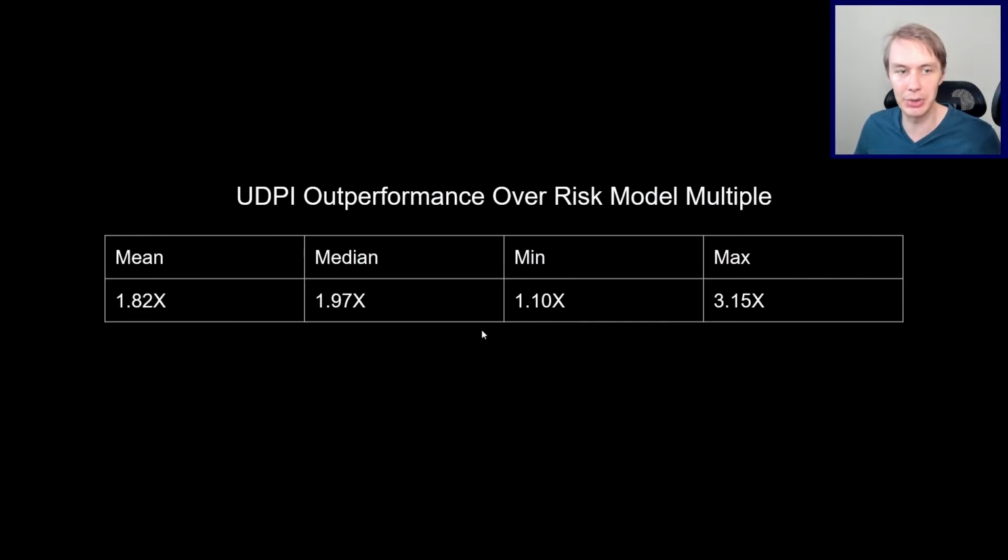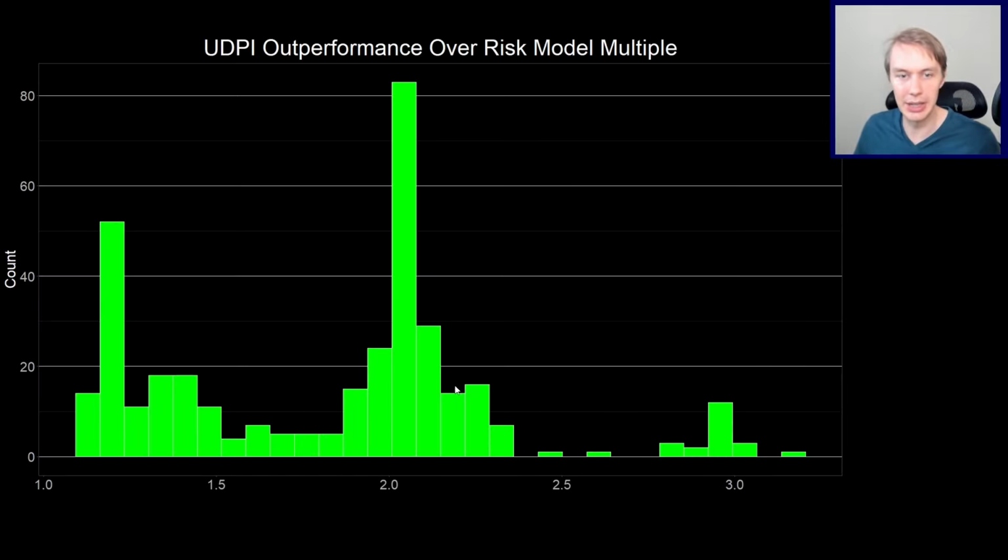And then if we just compare them directly against each other, we can see what you might expect given what we were talking about. The UDPI outperformance over the risk model, on average, is 82% better, 1.82x. Median, almost 2x better than the risk model. Minimum is 10% better, 1.1x. Max is 3.15x better than the risk model. And here is that distribution.